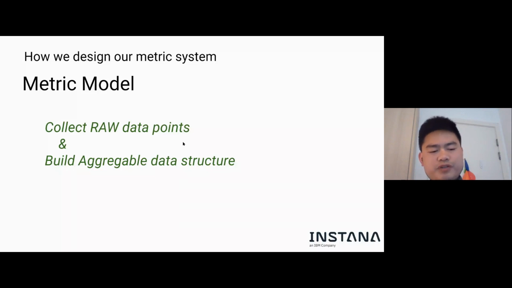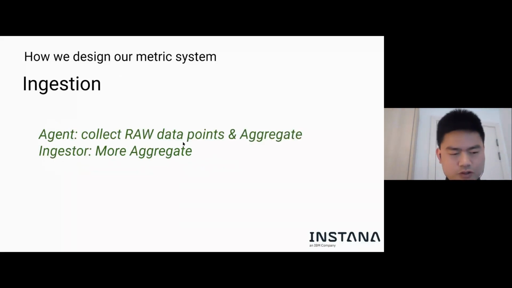When we define a metric model, everything else moves around that model. The way we design the agent, the ingestion pipeline, the storage system, and the way we do query, everything moves around the metric model. So the metric model is the center of the whole metric system. Right. Cool.